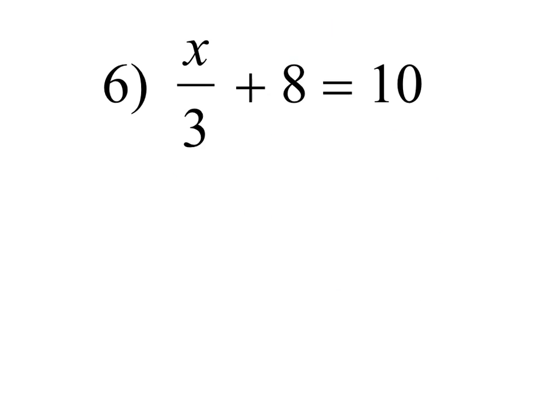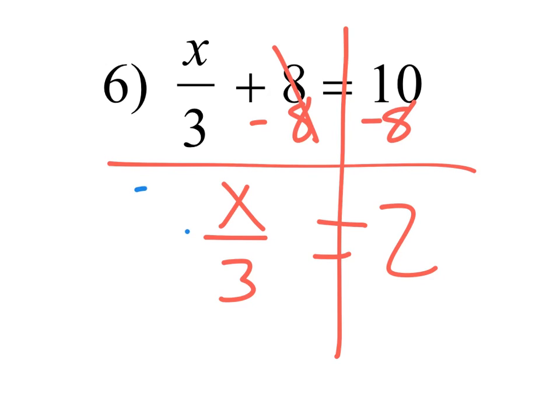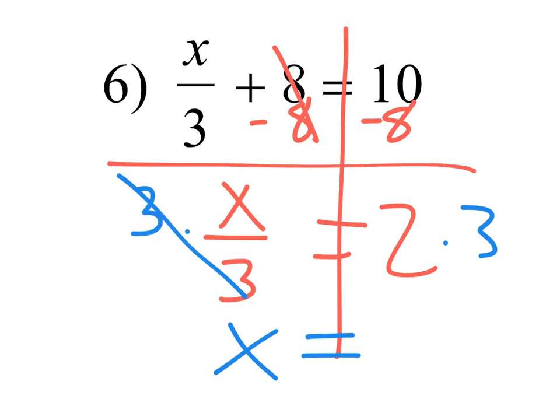Number 6, line down the middle, start by getting rid of the 8 on both sides. Left with x over 3 on the left side. 10 minus 8 is going to be 2. Going to get rid of the division by multiplying on both sides. These will cancel, and then we have x is equal to 2 times 3 is going to be 6.